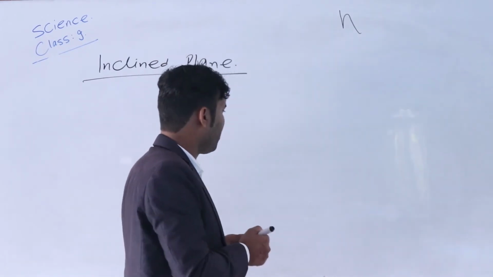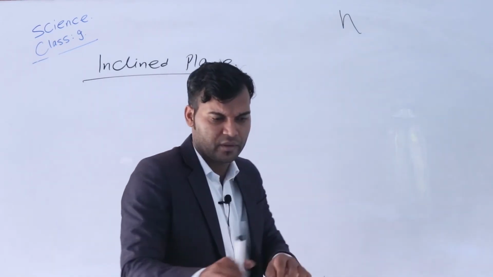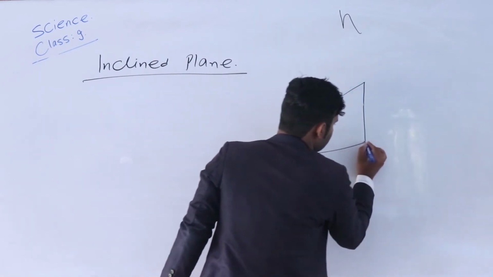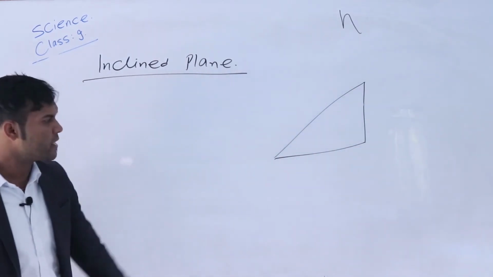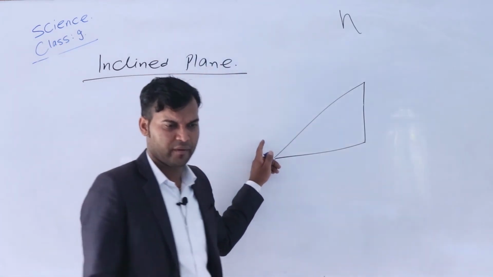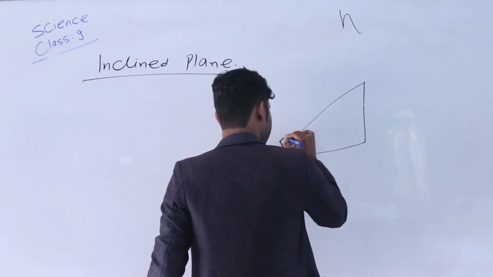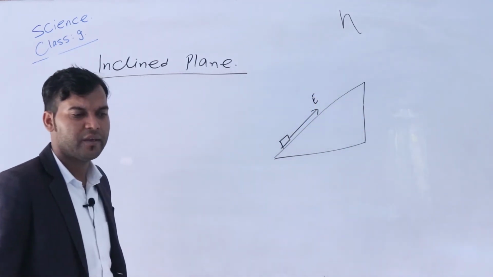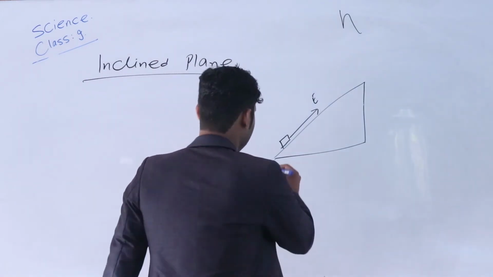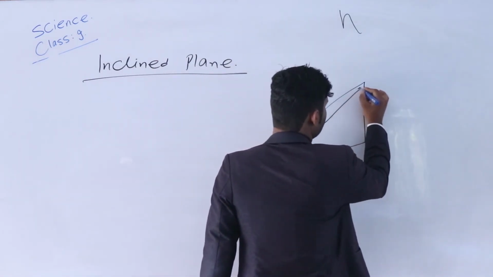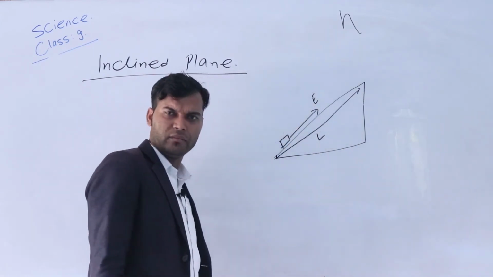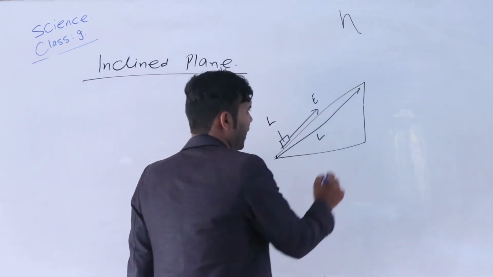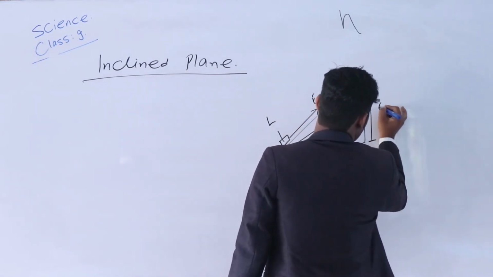Let's look at one diagram, please. Please look here. This is an example of an inclined plane. If here is one object, this is the effort. And this distance is the applied distance, the effort distance. This is the load, and this distance is called the load distance.